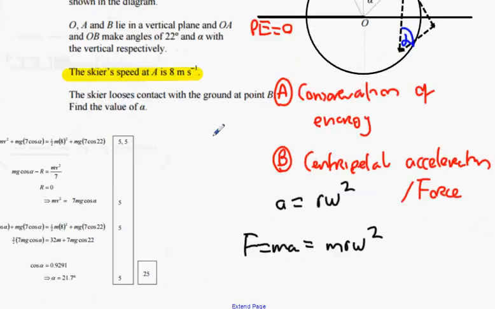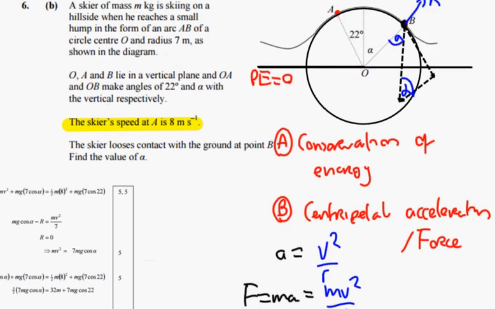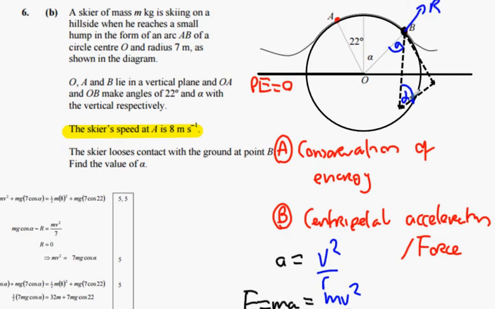Sorry guys, just realised I'm using phi squared over r, then I just randomly decided to take the other equation for no reason, mv squared over r. My bad. Okay. Now, what happens here, guys?